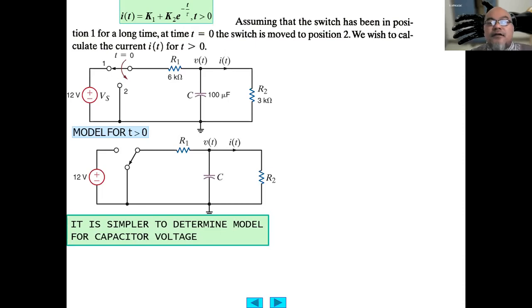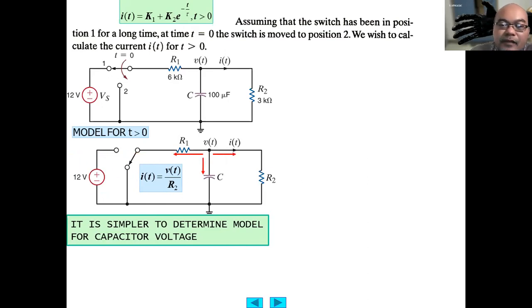It will be simpler to determine the model for the capacitor voltage instead of current, because for a capacitor, the continuous parameter is the voltage. That is why we can use the differential form of the capacitance law. Expressing the current in terms of voltage, i(t) equals v(t) divided by R2.